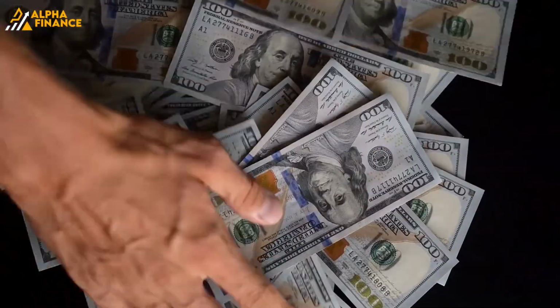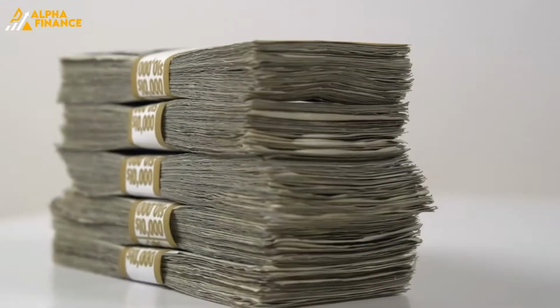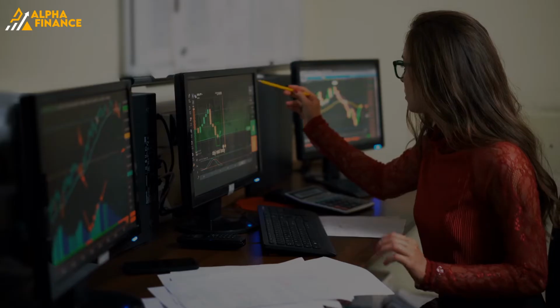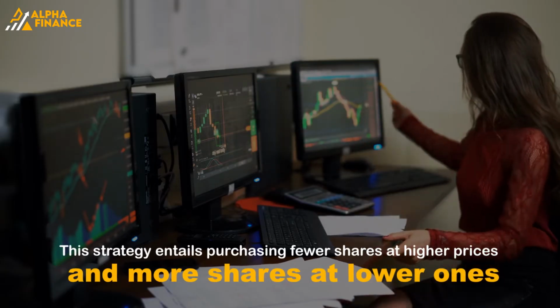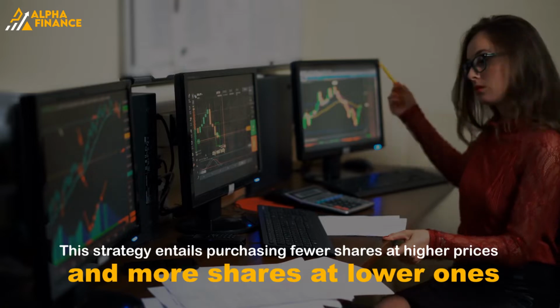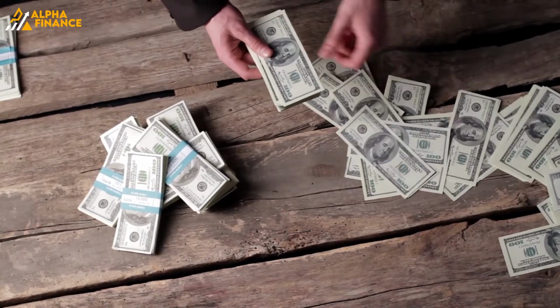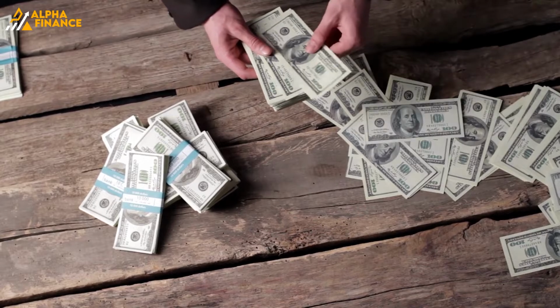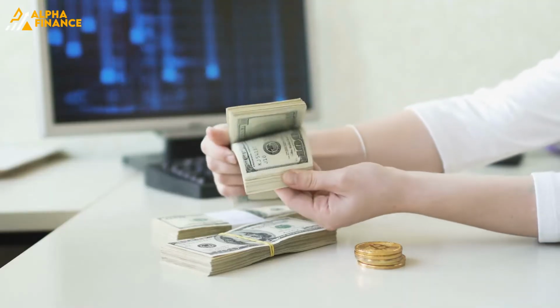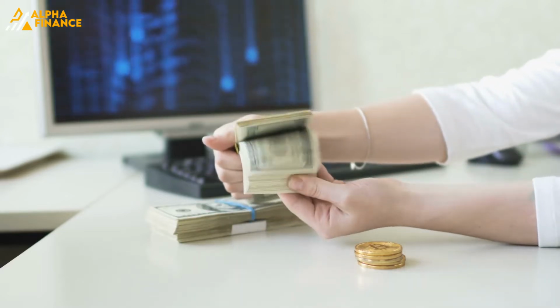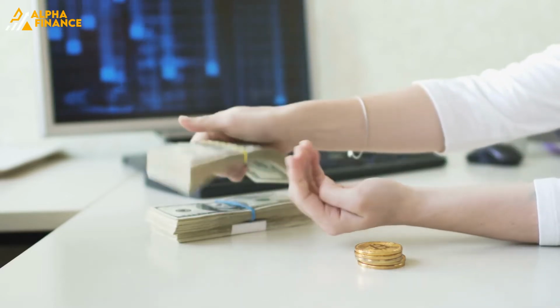DCAing is deceptively easy. With dollar cost averaging, you buy a specific quantity of an asset on a regular basis, regardless of your mood. This strategy entails purchasing fewer shares at higher prices and more shares at lower ones. Let's pretend you have $1,200 earmarked for a mutual fund this year. You can either put in $1,000 at once at the start of the year or at the end of the year, or you can put in $100 per month.